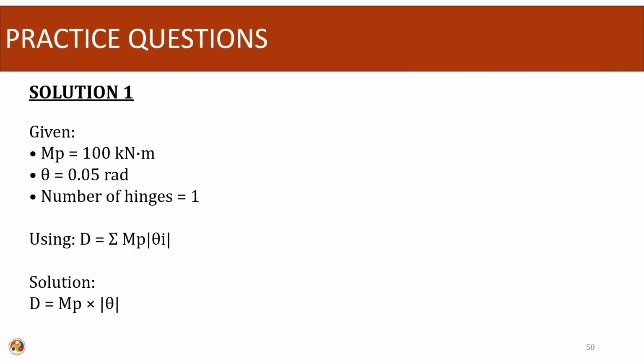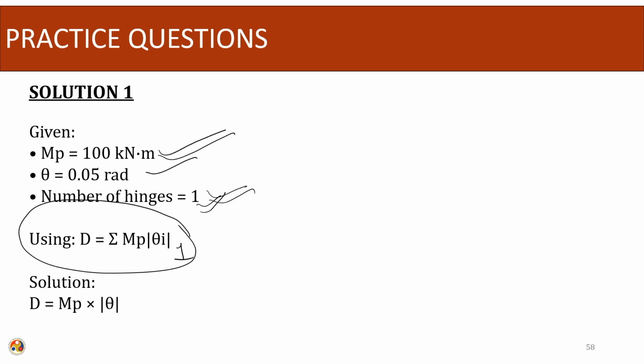So, solution, this is the plastic hinge moment, rotation, number of hinges is 1. So, the total solution is the sum total of all the plastic hinges. Only one plastic hinge is there, so it will be from only one quantity.